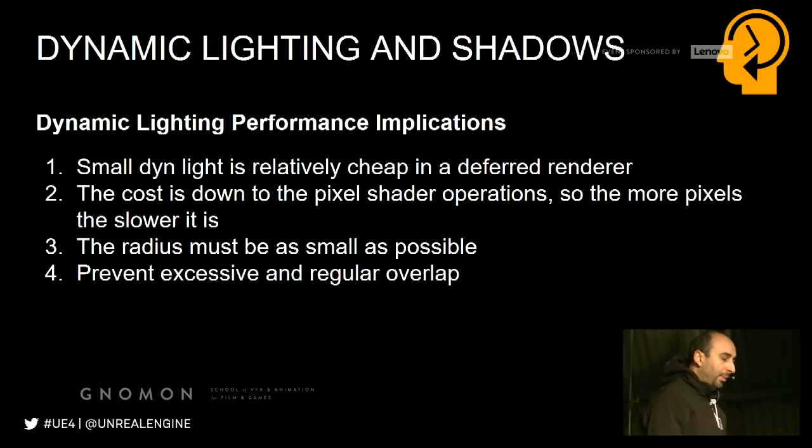Okay, so some of the important points to keep in mind for the performance. Small dynamic lights are relatively cheap in a deferred renderer. However, once we start having larger lights or bigger radius of those lights, it's going to be more expensive. The radius is going to affect how many pixels from our final buffer are going to be processed by the pixel shader. So it's always important to try to have as small a radius as we can for the point lights or any type of lights, of course, and try to avoid having a lot of overlapping between those lights.